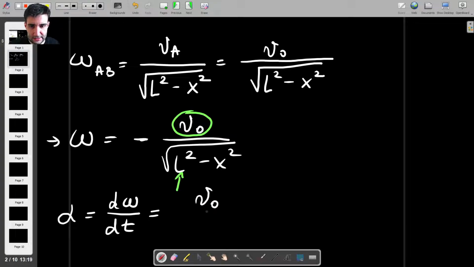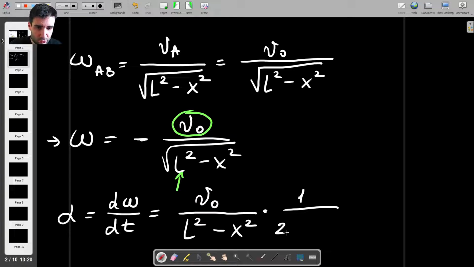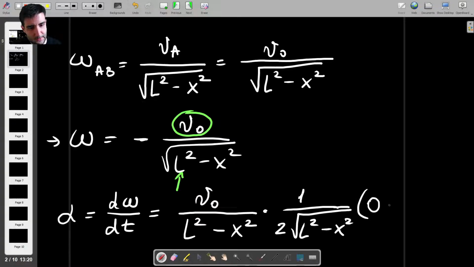So if we differentiate this, this is what we will have. I'll keep V0 where it is, and this will be L squared minus X squared. So I differentiated that as 1 over the function. And now we use the chain rule to differentiate the square root, which is 1 over 2 square root of L squared minus X squared. And now we use the chain rule again to differentiate what's inside the square root, which is 0, because L squared is a constant, minus, and then we have X squared, which is a power, so that's 2x. And finally, we differentiate x itself, which is x dot.